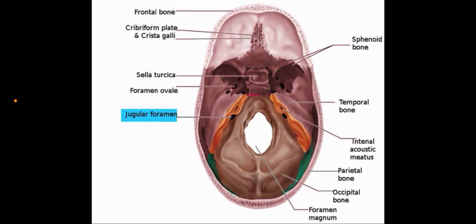In the MRCS OSCE exam, the examiner may ask you to identify the foramen, and then ask you what other structures pass via this foramen. Thank you, good luck. Next we're going to continue with the mnemonics for the rest of the anatomy, especially regarding the MRCS OSCE stations.